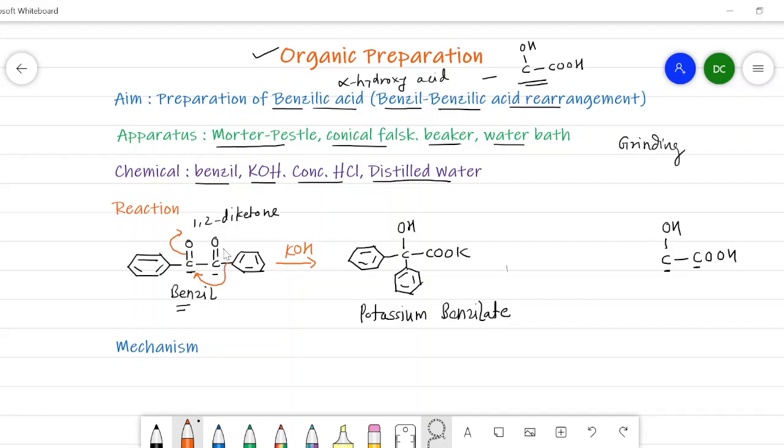Now if I number this carbon 1 and this carbon 2, then it is a 1,2 rearrangement or 1,2 shift. So in benzil a 1,2 rearrangement occurs, and one benzene ring is migrated from one carbon to another with the formation of this type of potassium benzilate.